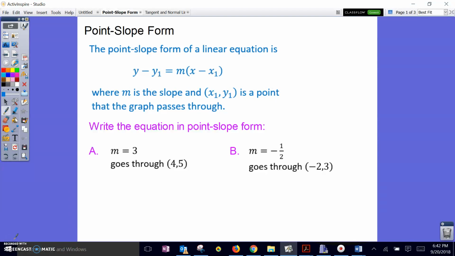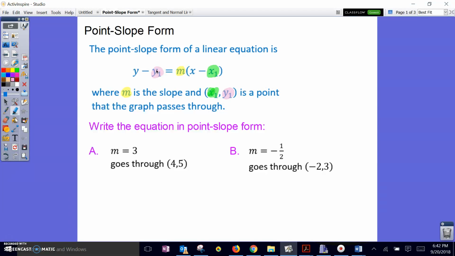It says here the point-slope form of a linear equation is y minus y sub 1 equals m times the quantity x minus x sub 1, where m is the slope. So whatever the slope is, we're just going to put it right there in this equation. And x1, y1 is the point that the graph passes through. So we're going to take that x coordinate, put it right here. And we're going to take that y coordinate, put it right here.